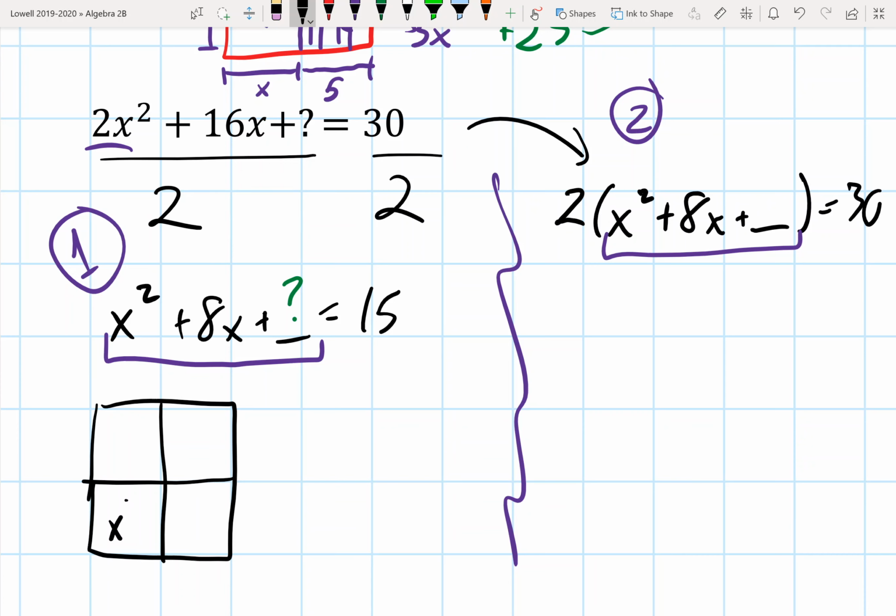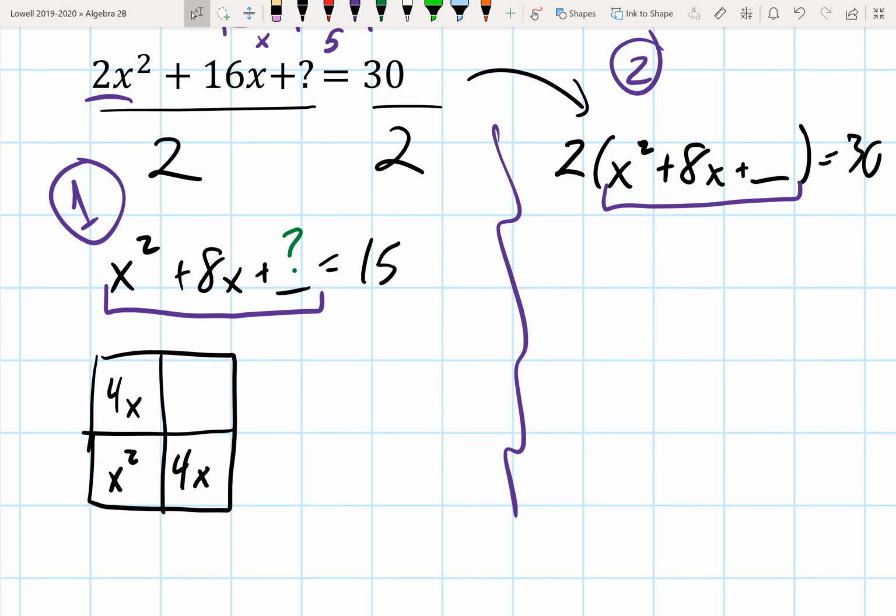So my x squared is going to be in the corner there. If I have 8 x's, I know I'm going to have to split them in half to get an equal length on either side of my square. And so this is going to have to be 4x and 4x. Notice here, at this point, you already know what your factored form is going to be.